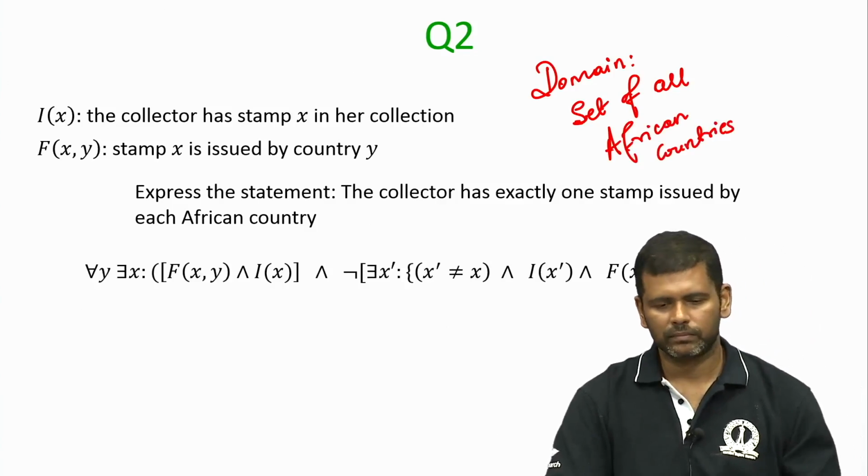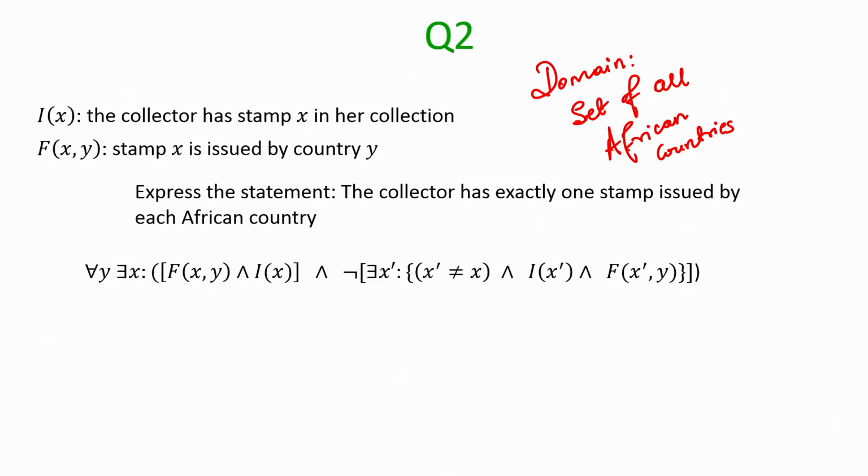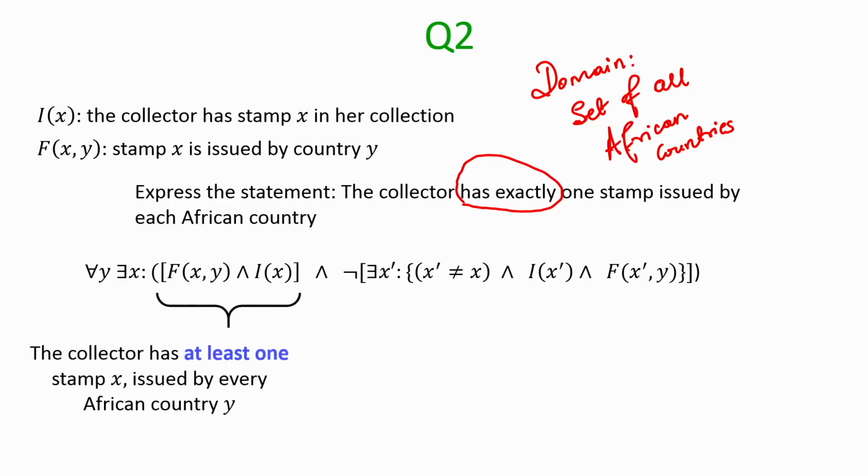So, if you recall from the lecture, whenever we face this scenario where we want to represent that a property P is true for exactly one element of the domain, then there are two things which we have to represent. The first thing, that the property is true for at least one element of the domain. In this case, the property is that for every African country there is at least one stamp issued by that country which is there in the collection of the collector. That is the first part here, which is represented by this expression.